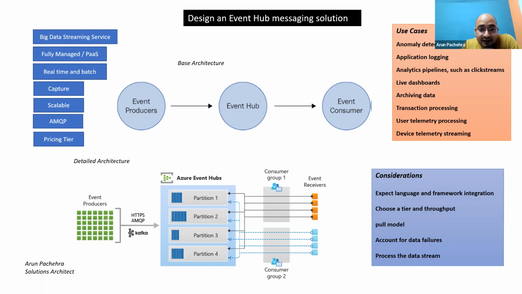Account for data failures. There is no built-in mechanism to handle messages that aren't processed as you expect. For example, imagine your consumer malfunctions because of the data format. Event Hubs won't detect this issue. The message remains until its time to live, TTL, has expired.